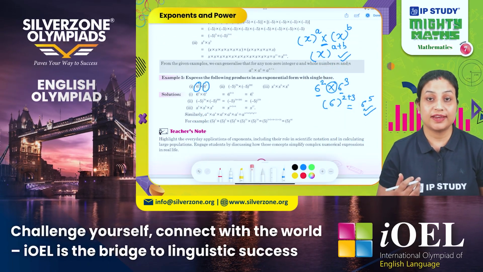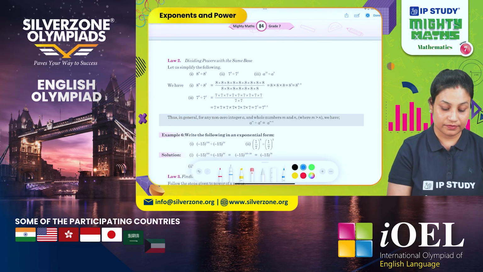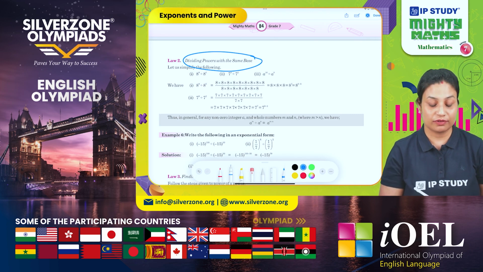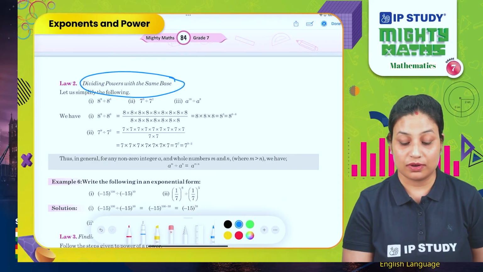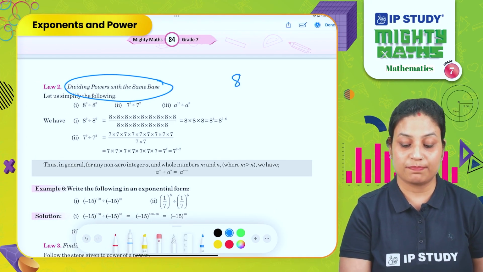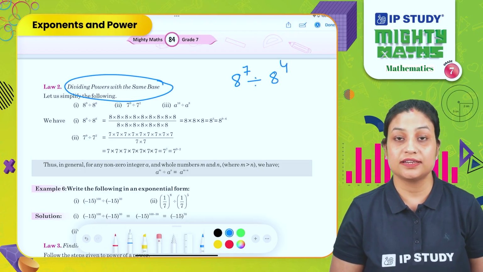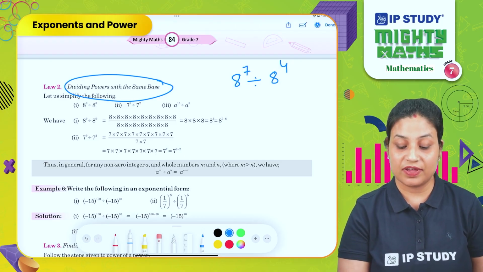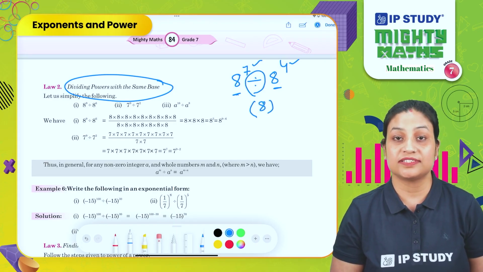Now let's move on to the next law. Let's see what that is. It is dividing powers with the same base. Let's take an example to understand this law. Suppose I have 8 raised to the power 7 and I have to divide it by 8 raised to the power of 4, right? This law states that whenever you have numbers with the same base but different powers and a division sign, in that case keep the base as it is and the powers get subtracted.